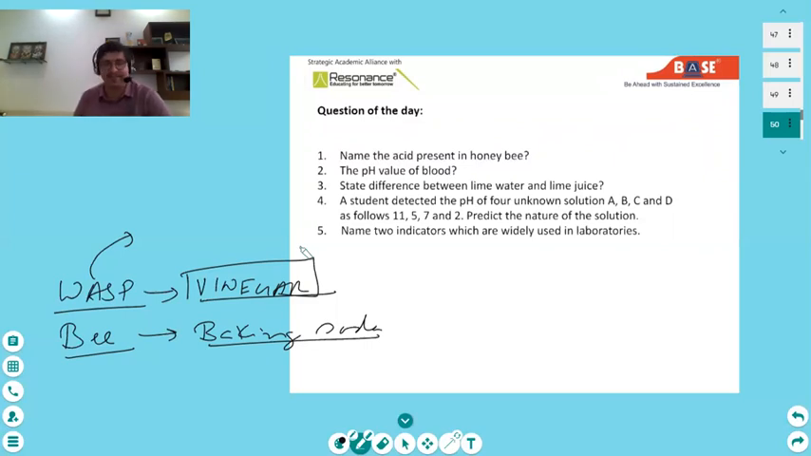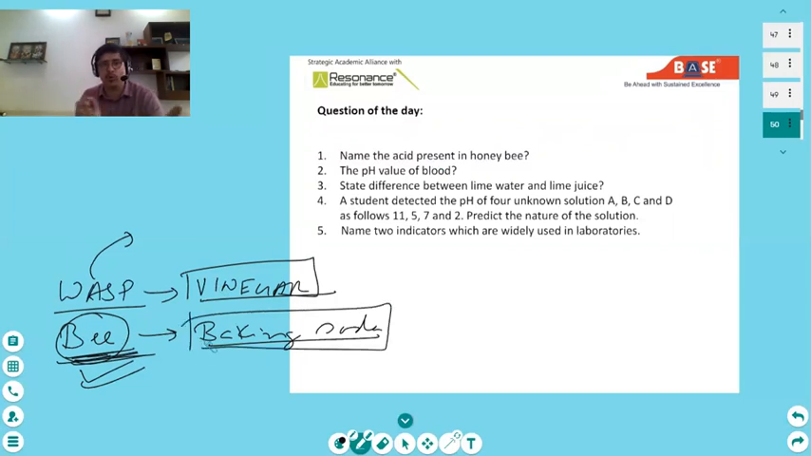Same thing with the bee. I have given you homework, honeybee what. The chemical this releases on our skin when it attacks us is basically an acidic chemical. That's why you use a basic thing to neutralize it. And the wasp releases a basic chemical. That's why vinegar is used as an acid to neutralize it. So you will find out for these two also.